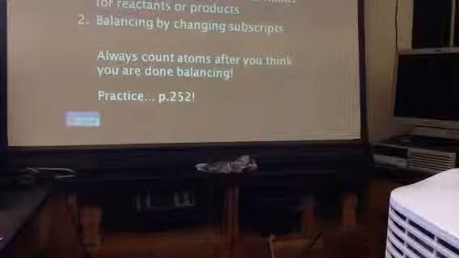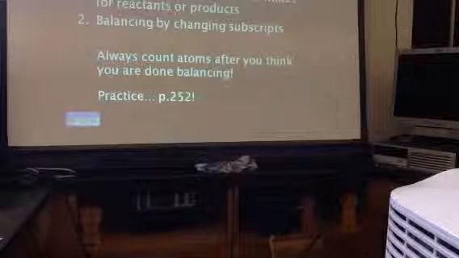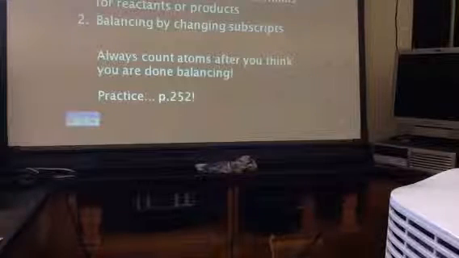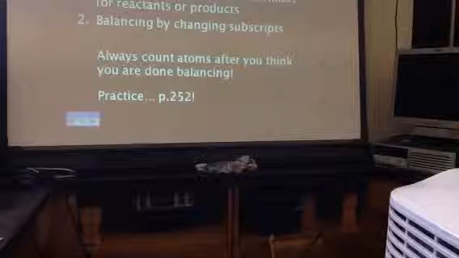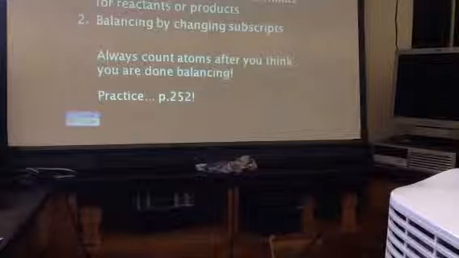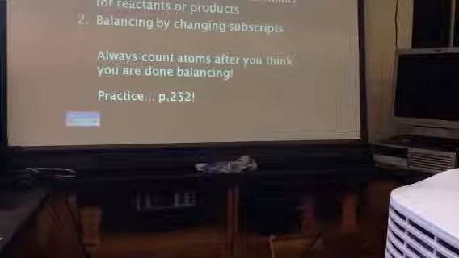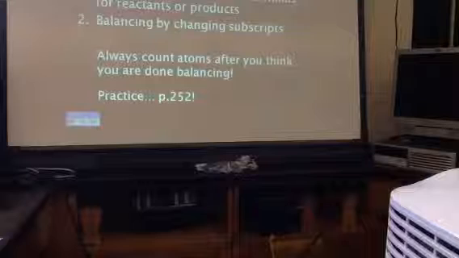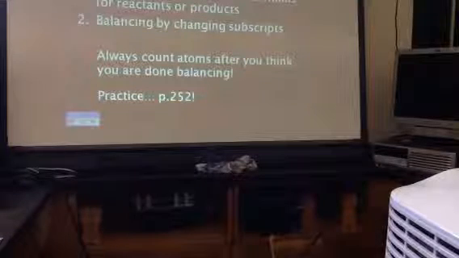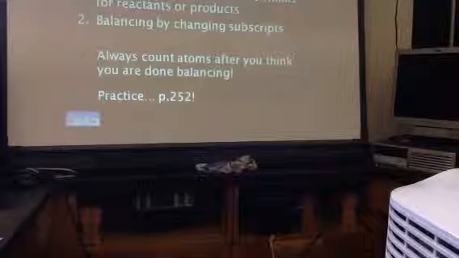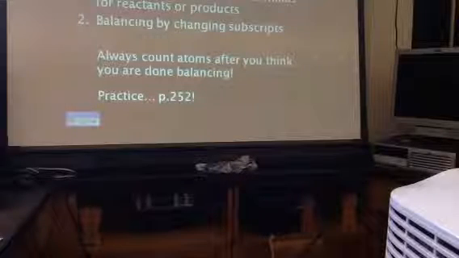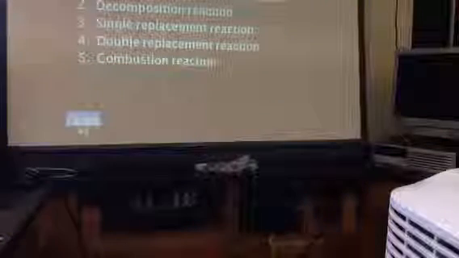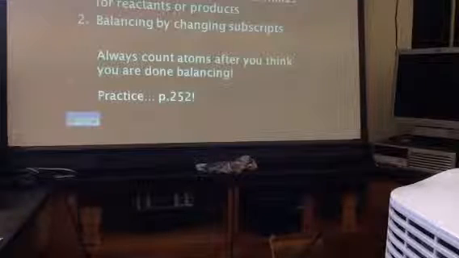Okay. The biggest single error in balancing is having a bad formula. Having a bad formula will completely wreck your balancing. And I don't think any of you would ever do this. It's too horrible to even contemplate changing subscripts in order to balance. You can't do that. Because you're making a whole new chemical. And then it's just a lie. It's a big lie. So, yeah. Okay? We're going to do some practice with balancing.